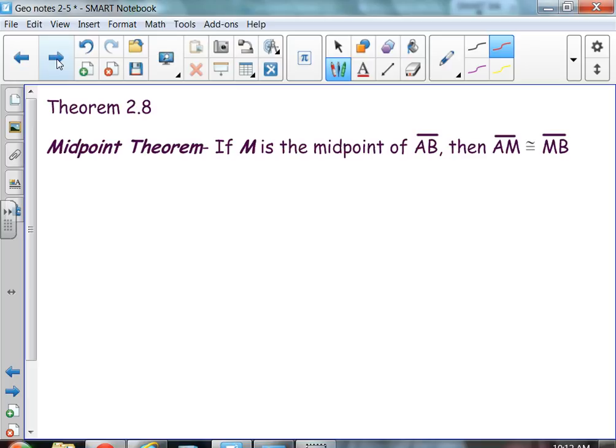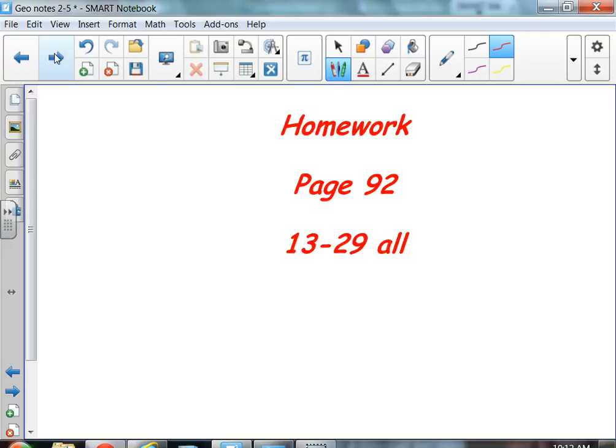All right, so after we do that, now we have a midpoint theorem. So now we don't have to do the paragraph proof anymore because we have the midpoint theorem. The midpoint theorem says if M is the midpoint of AB, then AM is congruent to, I'm sorry, MB. So if M is the midpoint of AB, then AM is congruent to MB. And if you draw it out, once again, it gets easier as you go along.